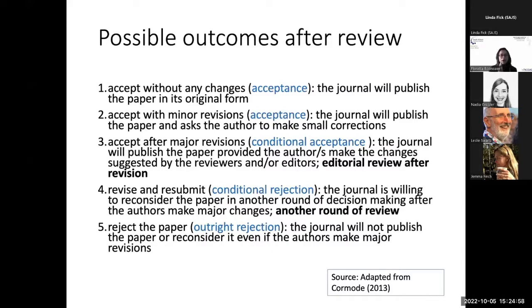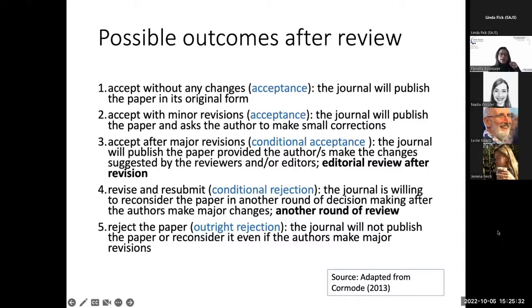So some possible outcomes: accept without any changes. The journal will publish the paper in its original form. I have to say, this is a rare outcome. Okay, it's really rare that two experts in your field, as well as the editor of the journal, think that the paper can be published as is. It's a really unlikely outcome. So none of us need to worry if that's not an outcome we received on any of the papers we've published.